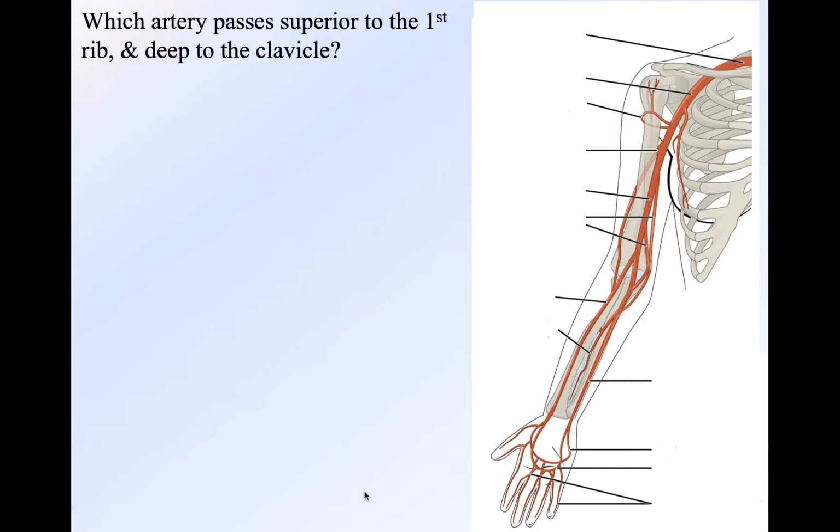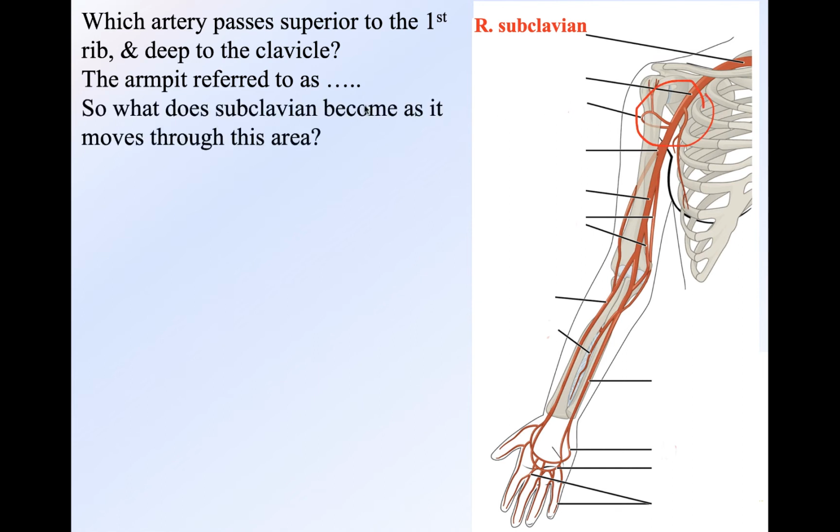Well, which artery passes superior to the first rib and deep to the clavicle? That should be easy for you to get. And you should say, well, that's the subclavian. And we're looking specifically at the right subclavian as we look here. Okay, the armpit. What is the region of the armpit known as? Well, it's the axilla. So the right subclavian is going to move through there and be renamed the right axillary. You can see it's just a continuation, though.